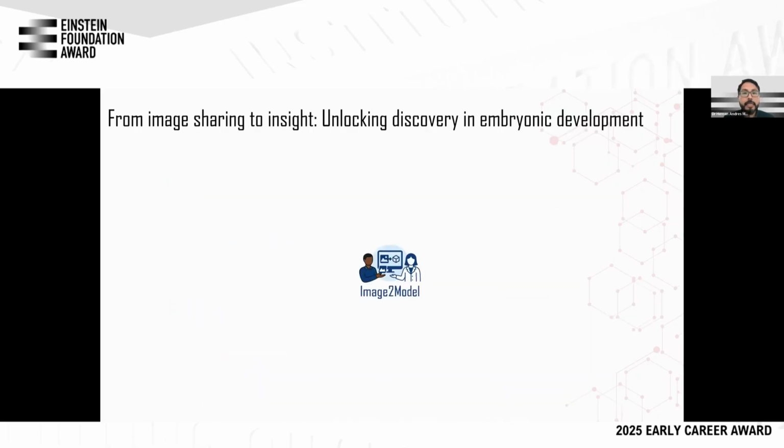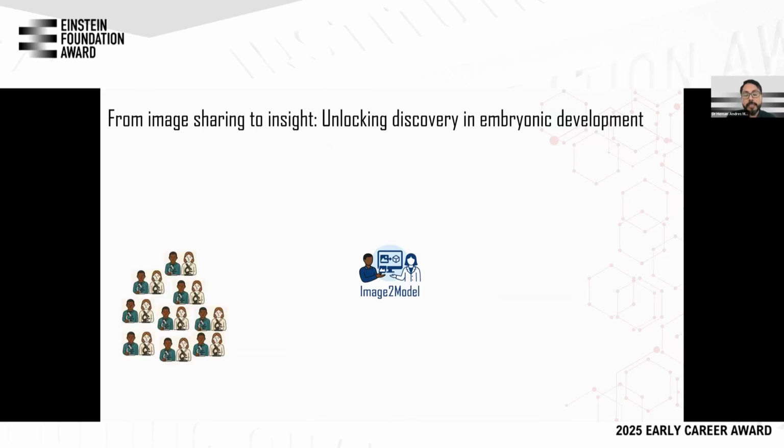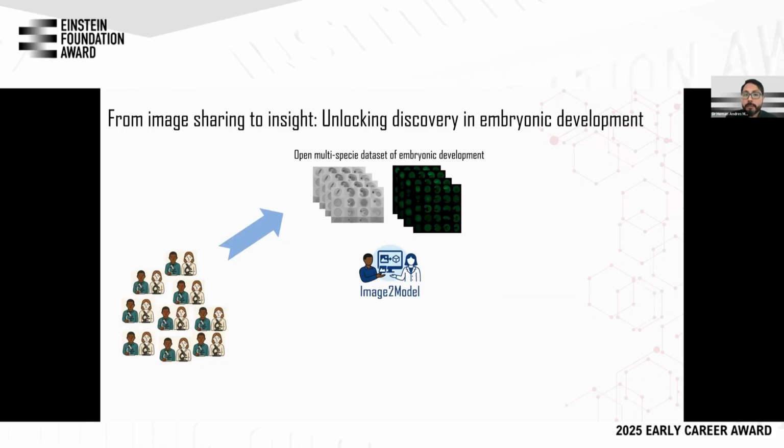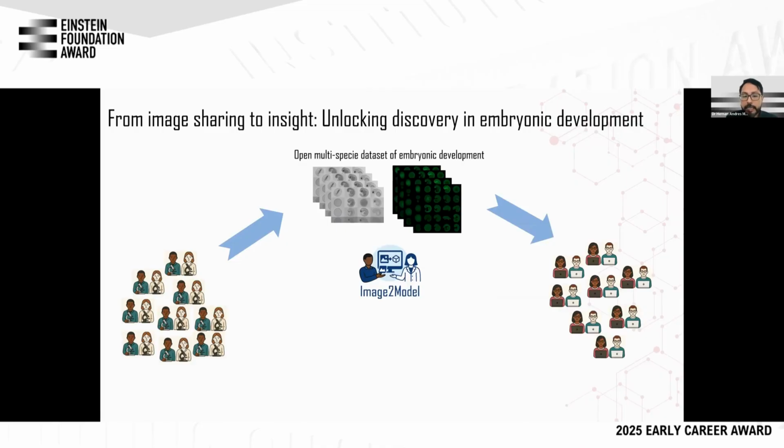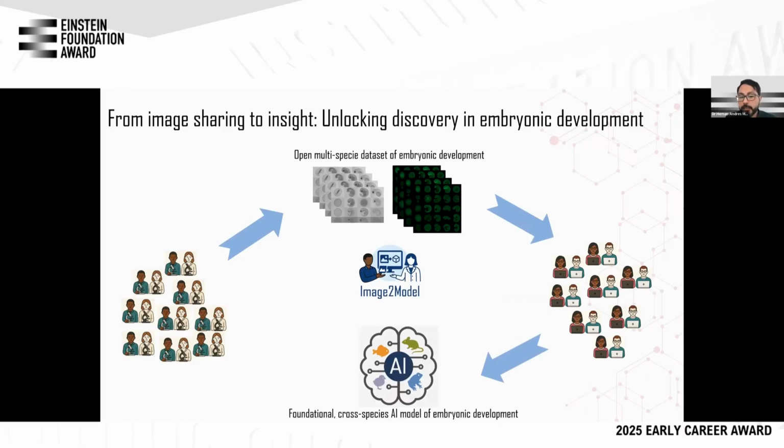So what is our final goal? We want to unlock discovery in embryonic development. By gathering a community of scientists, we aim to create an open multi-species embryonic database. Meaning we will have a huge database, and we find that this is one of the most ethical ways to collect data for the computer science community so they can work on AI models and ideally formulate a foundational cross-species AI model for embryonic development that in the end will be used again by the biologists to get an unprecedented comparative predictive analysis across species.